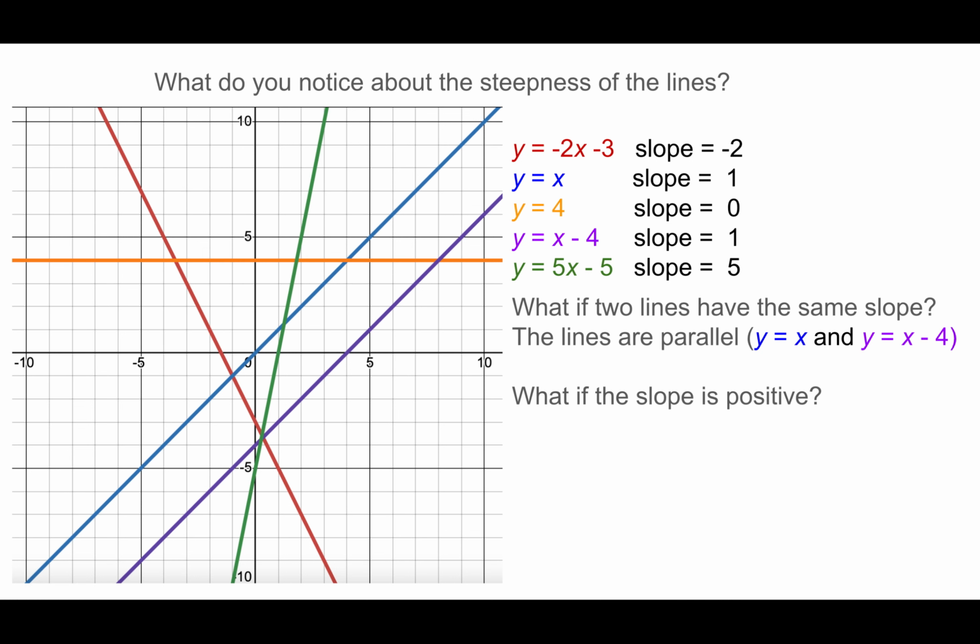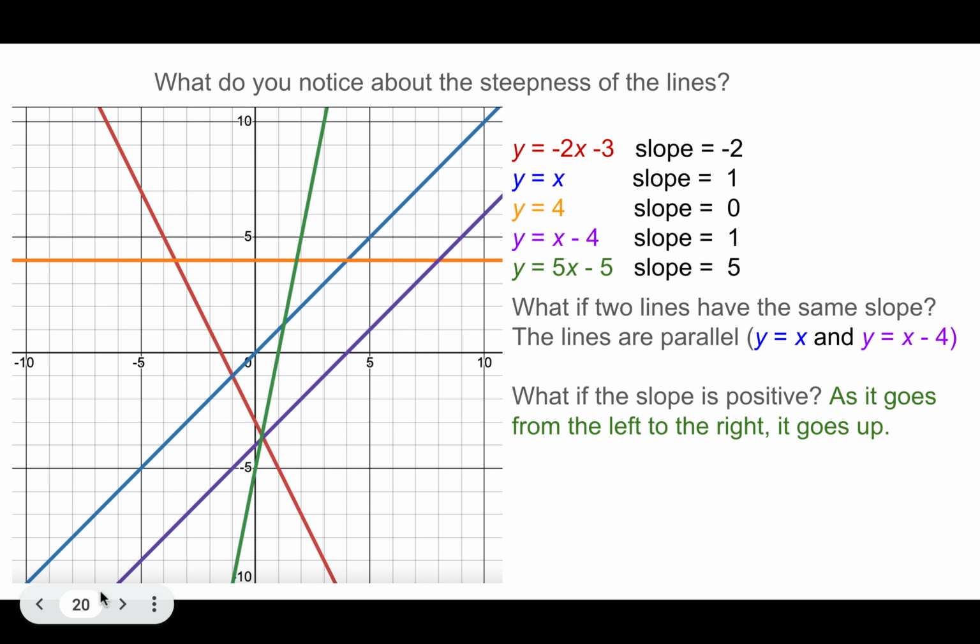But what if the slope is positive? Let's see which ones are positive. We have the blue line, we have the purple line, and we have the green line. And what I noticed is that as it goes from left to right, it's going in an upward position. So notice it's going up, up, up.